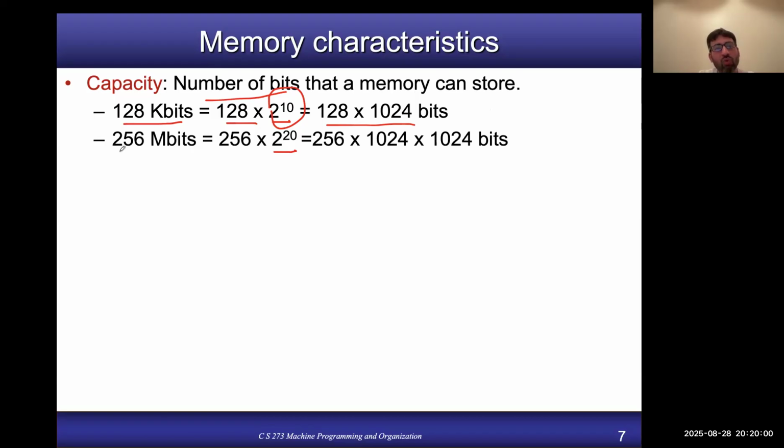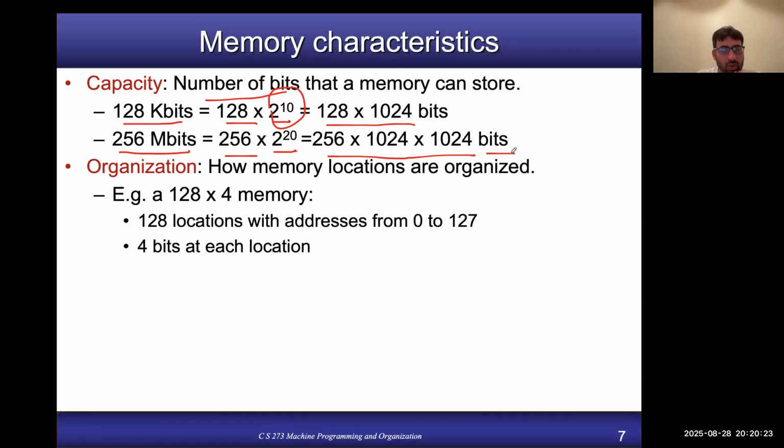And when I say I have a memory with a capacity of 256 megabits, it basically means I have 256 times 2 raised to power 20 bits, which is equal to 256 times 1024 times 1024 bits. So I have a memory chip with this number of bits, and I can store this number of bits in that memory chip.